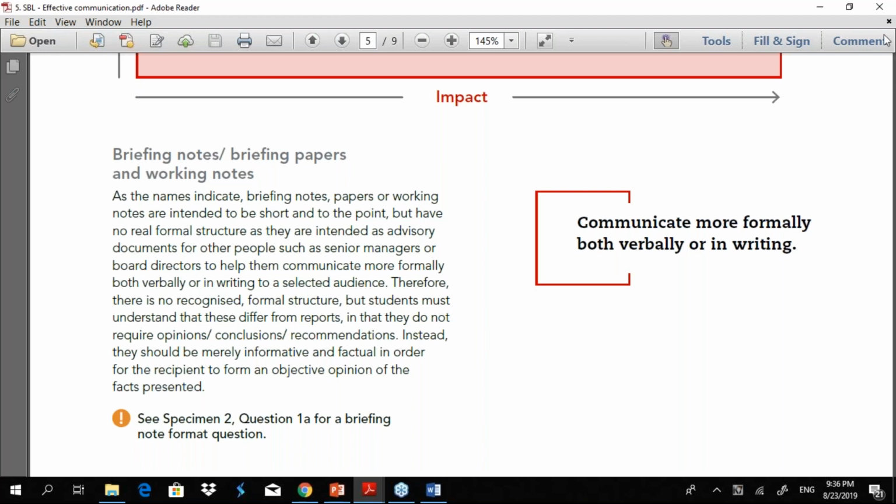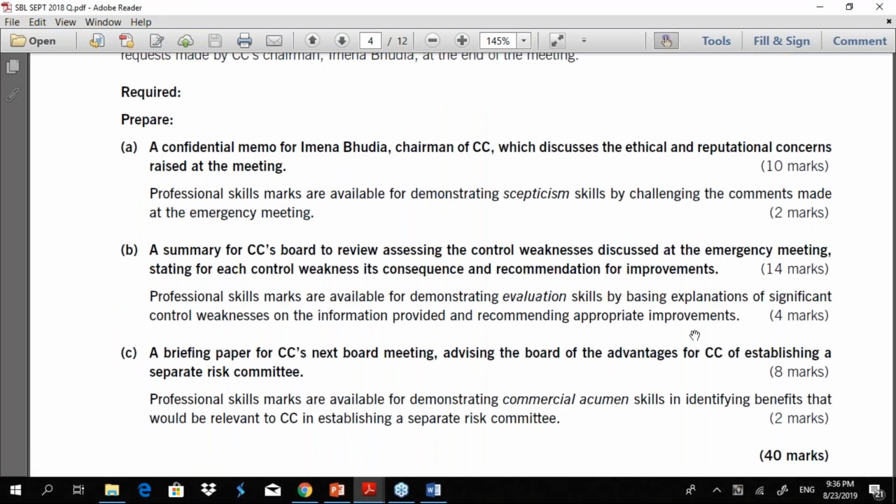So what do you do? Just put a heading stating that it's a briefing paper and put a heading that will go as advantages of establishing a separate risk committee. So in your answer, you would say briefing paper, and then you would say advantages of establishing a separate risk committee.